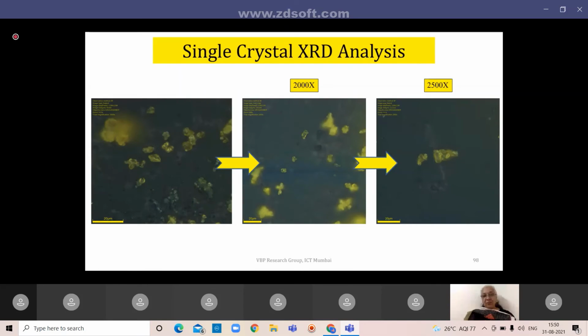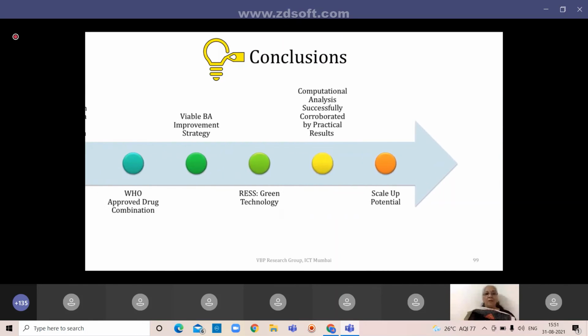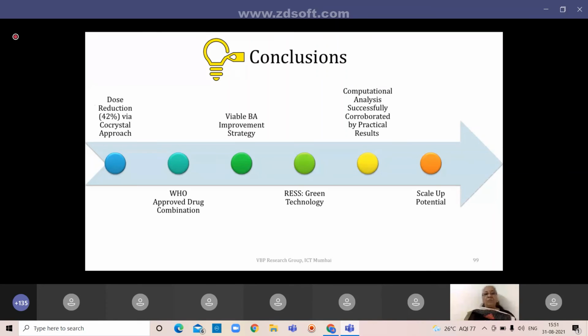So now in vivo of this can be done. What we believe is that when this is taken internally, it will segregate as two different moieties and exhibit the desired action. We have seen that in this case, there was about 42% dose reduction. We have used a WHO approved combination. We have used a green technology, no solvent there. A very viable means of bioavailability improvement.